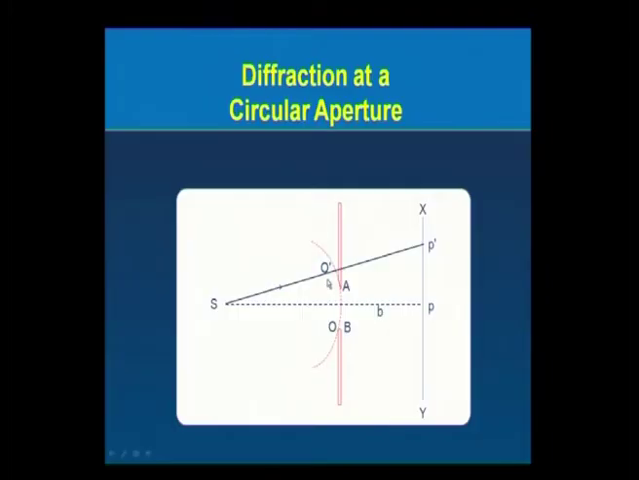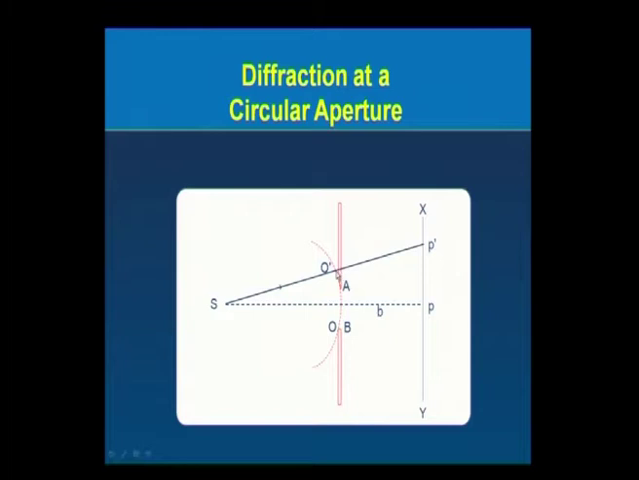So, I am going to construct half period zones with O prime as the center, and you will have the first half period zone, a circular zone with this diameter. Maybe the first two half period zones are cut by your opaque material. Then the light will be coming to the point P prime because of the light coming from the third, fourth and fifth half period zones. This point should be borne in mind. I hope you understand.